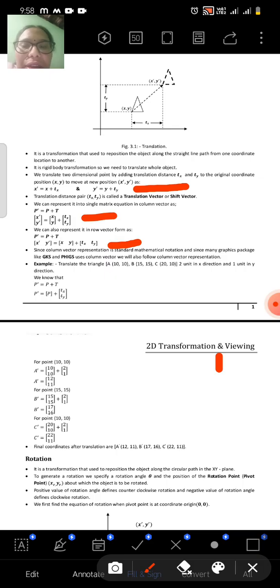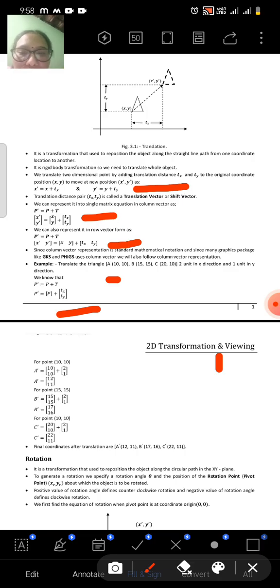For example, translate the triangle with points A (10, 10), B (15, 15), C (20, 10) by 2 units in the x direction and 1 unit in the y direction. We know that P dash equal to P plus T, so P dash equal to P plus tx and ty for the point (10, 10). Here we can calculate each and every position. There are three points, and these three points denote a triangle, so we calculate each point for the translation process.